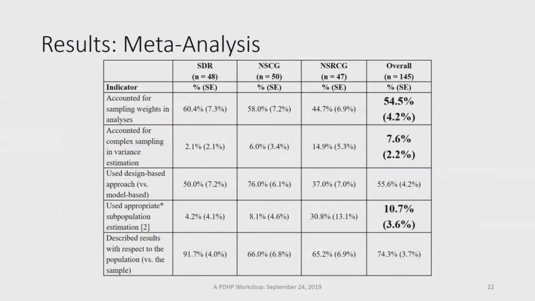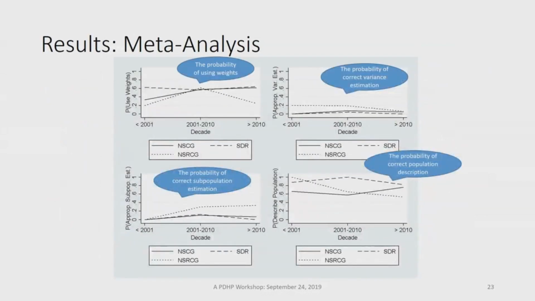And I'll provide some other evidence here in a second. Okay. This is the trend plot. So we broke this down by decade. Remember, we coded the articles by decade. So the upper left plot is the probability of using weights in the analysis. You see it hovers at about 54% with some variation, regardless of the survey. So the 3 lines are for the 3 different surveys.